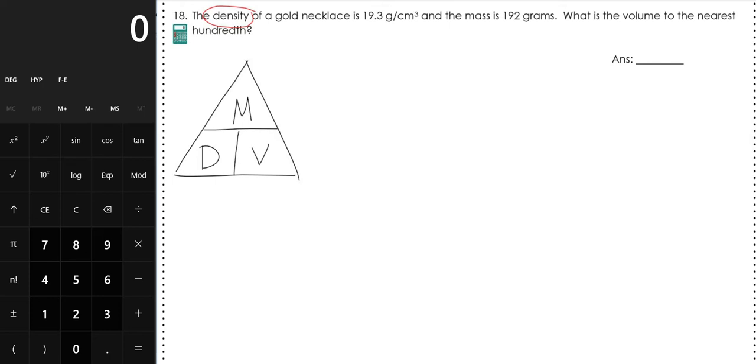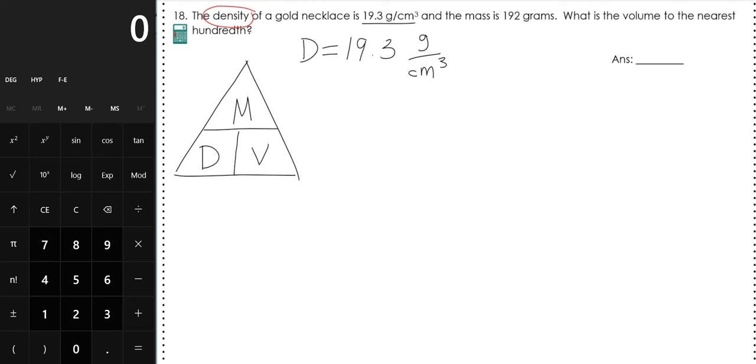So our question says the density of the gold necklace is 19.3 grams per centimeters cubed. So grams divided by centimeters cubed. So this is one value right here. So I'm going to write down D equals 19.3 grams divided by centimeters cubed. Now that centimeters cubed should already tick me off to the fact that, okay, this is going to be volume, I think. I mean, centimeters cubed, units cubed, that's only for volume.